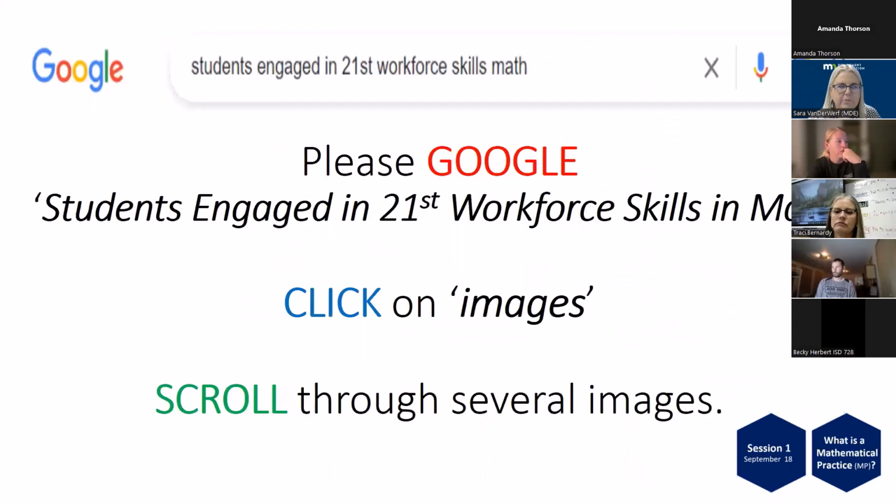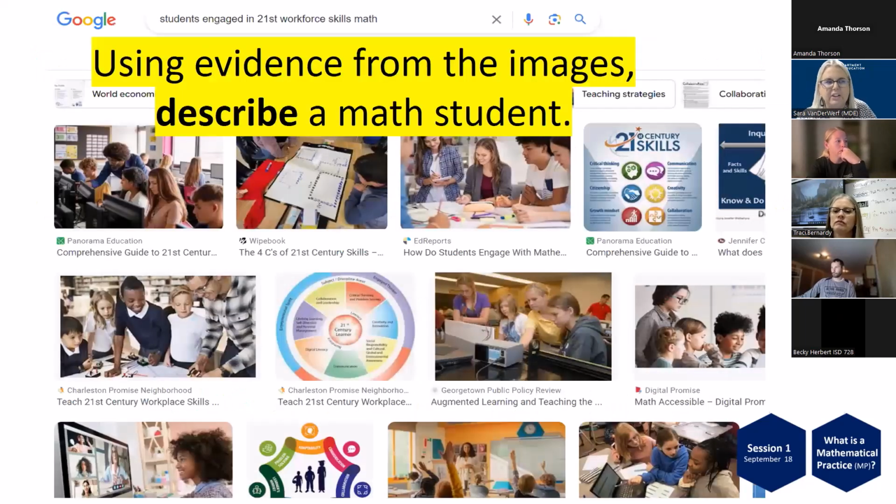I then asked them to Google a second phrase, "students engaged in 21st century workforce skills in math," and do the same thing. Click on images and take a look at those images. Those images look different than the math student images. Still the word math is in there, but now we're seeing groups of students. We see the teacher as the guide. We see them using devices at times. We see them collaborating, and we're seeing a lot of different skills.